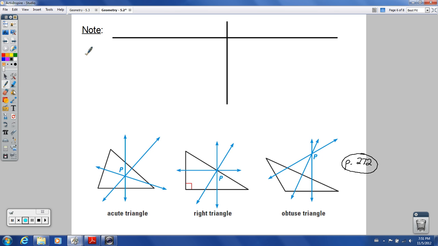This note that I'm going to write here, I want you to write this off to the side too, this goes with theorem 5.5.